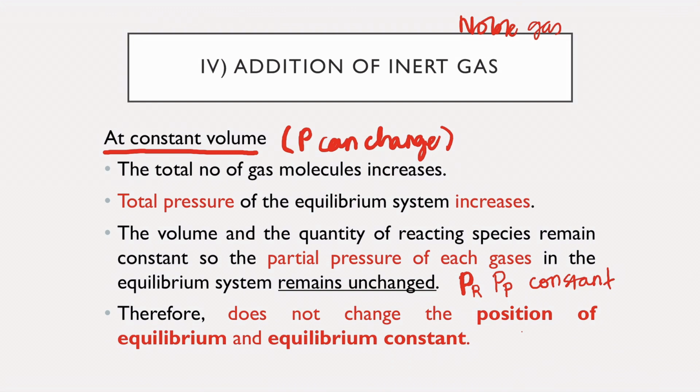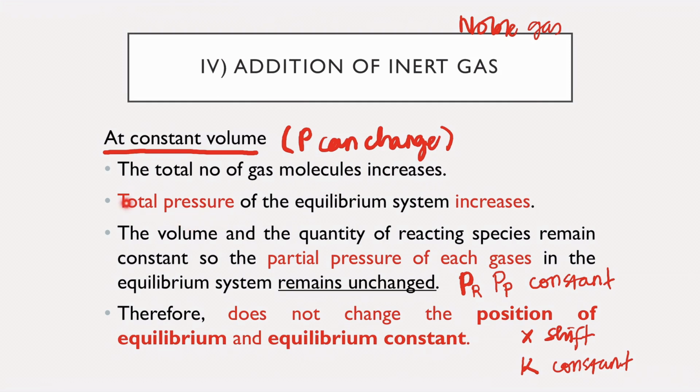So, maksudnya, there will be no shift of equilibrium position. And then your K will be constant. Maksudnya tak ada perubahan. Okay. So, maksudnya ingat at constant volume, okay, because your pressure can change. Jadi, even bila awak tambah awak punya inert gas, kan, total pressure tu increase kan?